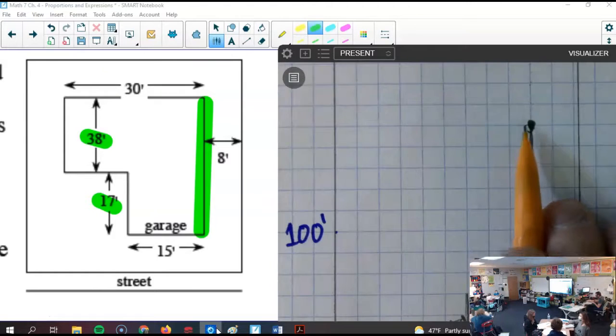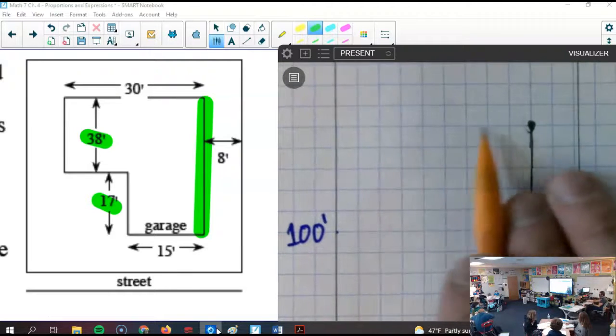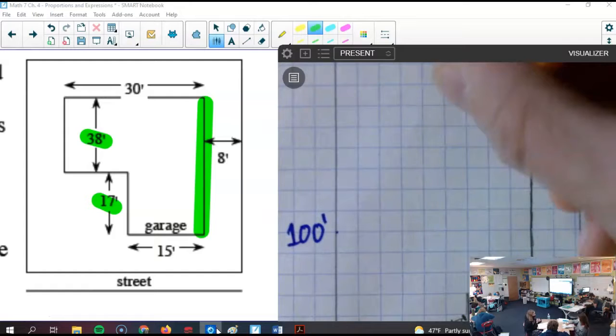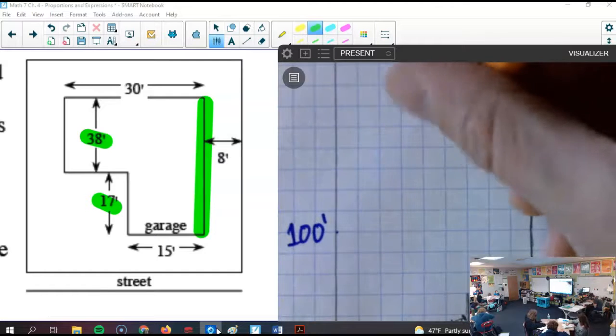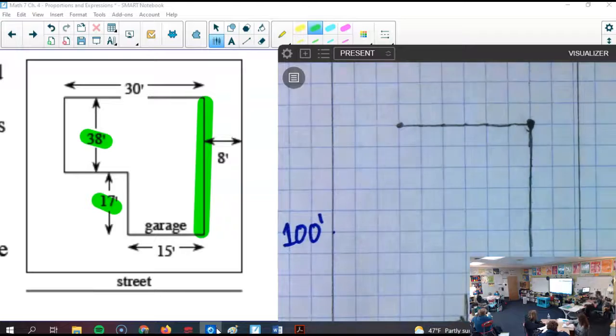If the back of your house needs to be 30 feet, how many boxes is that? 6, right? Because how many 5s does it take to make 30? So 1, 2. Go ahead and keep drawing your house. I'm going to come around if anyone needs help.